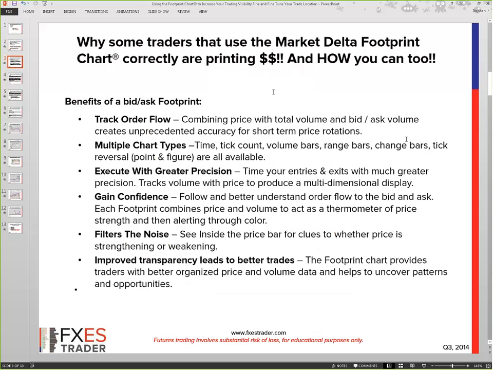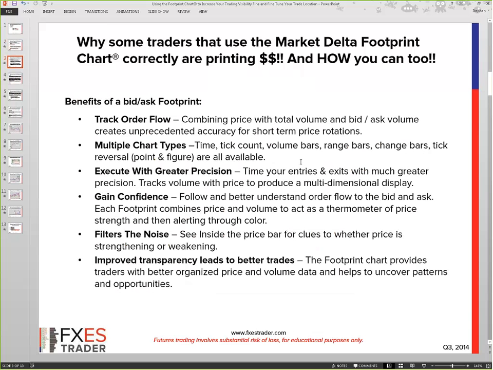Benefits of a bid-ask footprint, if you're not already familiar with some of this stuff, is it tracks order flow, okay? Creates unprecedented accuracy and it's very transparent. You can use it on any chart type. I prefer the 5 PNF reversal. We'll go through that, okay?